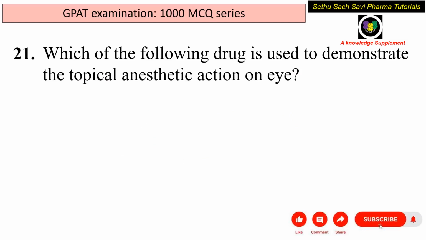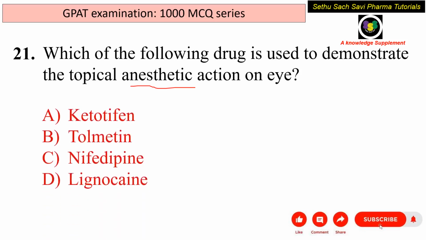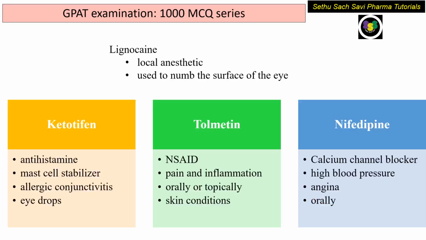Which of the following drugs is used to demonstrate the topical anesthetic action on eyes? Let's see the options. Is it ketotifen, tolmetin, nifedipine or lignocaine? See, lignocaine is a local anesthetic. These are used to numb the surfaces of the eye in many conditions, such as for cataract surgeries and other medical conditions.